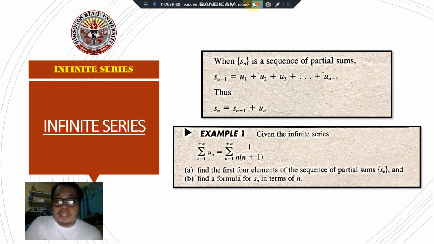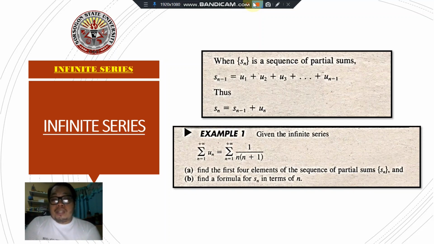So this is only a generalization of what we have illustrated a while ago as to the sequence of partial sums. So this indicates that we just add the sum of the preceding terms with a particular term, which is denoted by U sub n. So again, S sub n is equal to S sub n minus 1 plus U sub n.